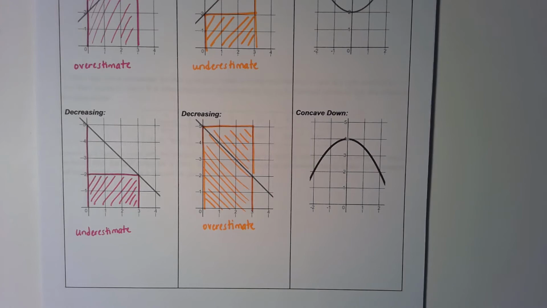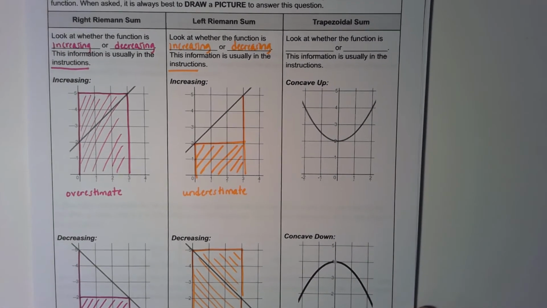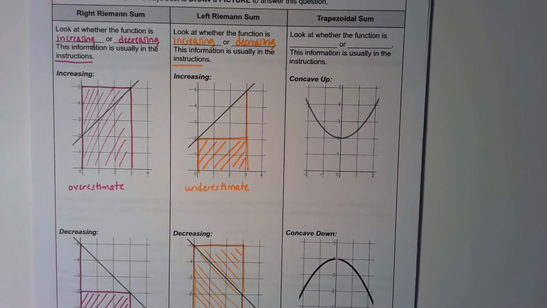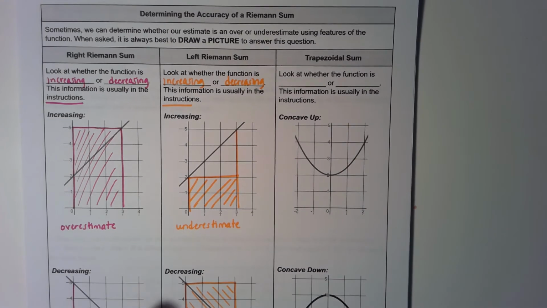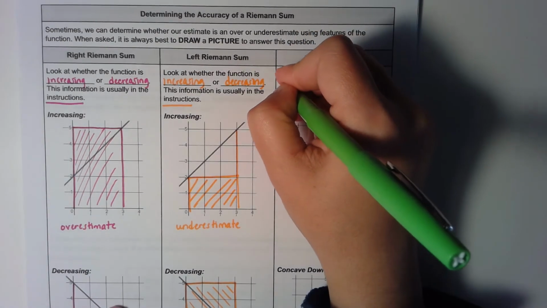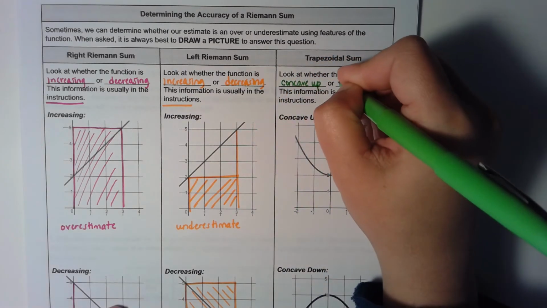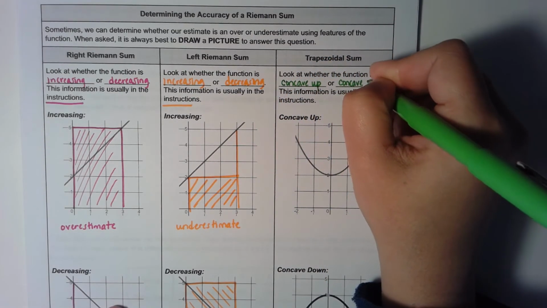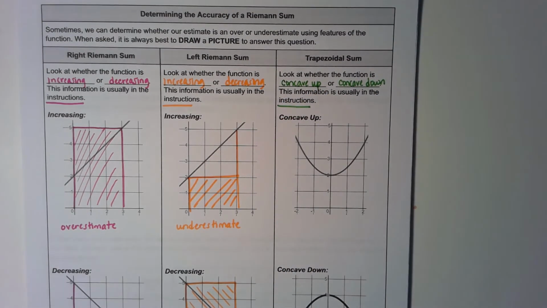Now, the last thing is, what if you have a trapezoidal sum? So we're never going to ask you if a midpoint is an over or underestimate because you can't really determine that just based on features of the function, since it's going to be a little bit too big sometimes and a little bit too small sometimes. For a trapezoid, though, we can make this determination, but rather than looking at whether the function is increasing or decreasing, we need to look at whether the function is concave up or concave down. And again, this information is usually in the instructions. So you got to read the directions.